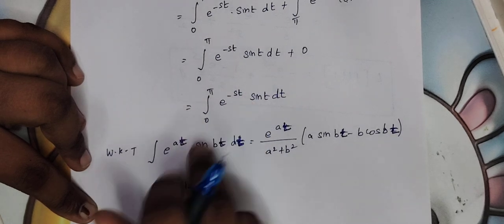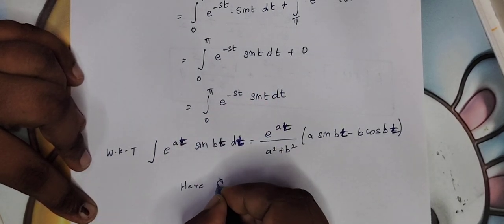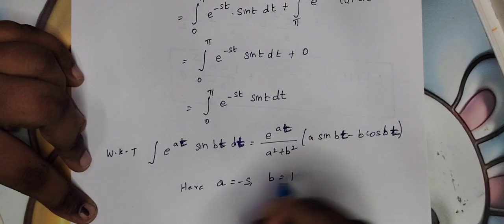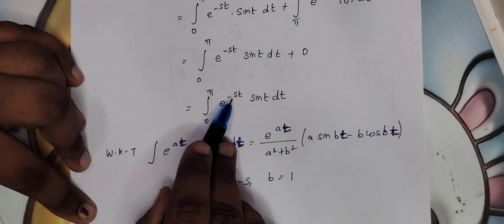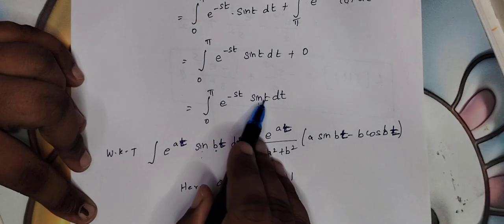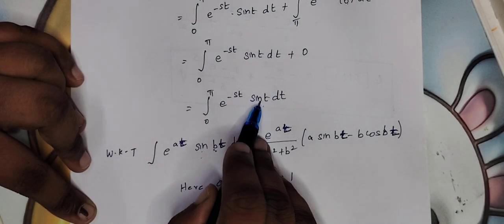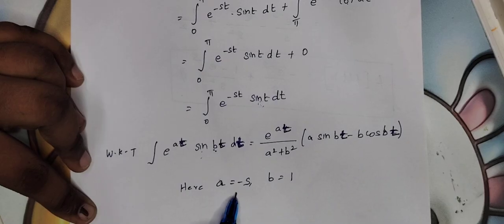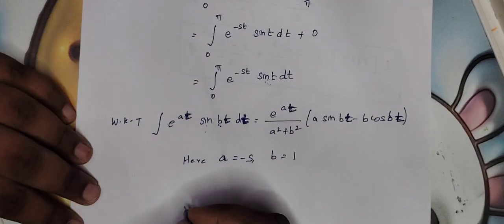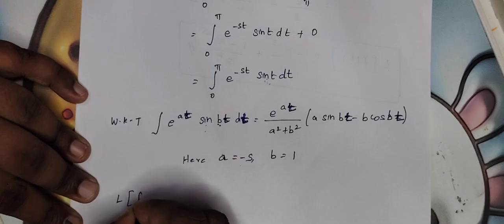So if you compare these two equations, you can see here the value of a is minus s and the value of b is 1. Here the value of a is minus s, and in sin bt, if you compare these terms, the value of b is 1 according to the problem. So I have written a equal to minus s and b equal to 1. If I substitute in this integral, I'll get L of f of t.